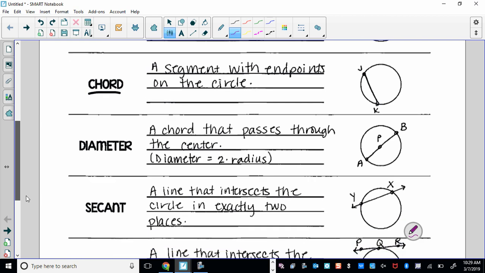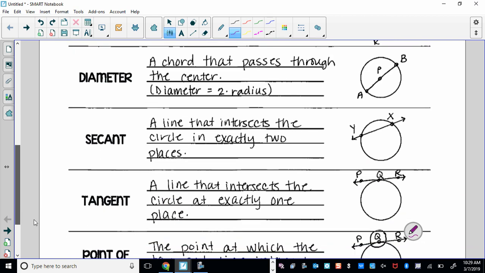What is a diameter? A diameter is a chord that passes through the center. So this is the key word. It's a chord, right? So it has the definition of a chord where the endpoints are on the circle. But what makes it special is that it passes through the center. Of course, the diameter is equal to 2 times the radius.